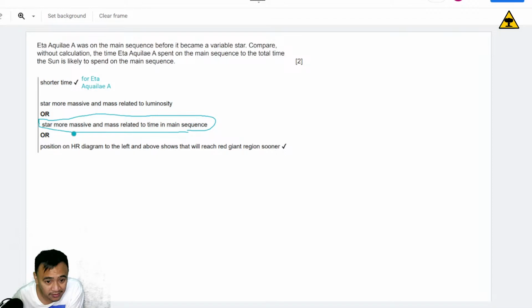Now, another possible answer here, even though this is correct, I don't expect a lot of students to answer this one, or this third one as well, even though this is correct. However, for those who are interested in the HR diagram, you'll see that Eta Aquilae A is to the left and higher up, so it's more massive.